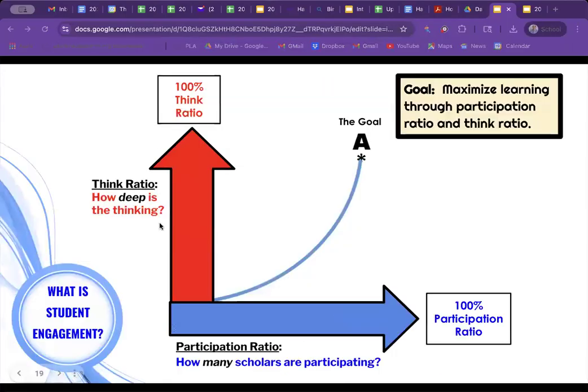All right, so let's look at this graphic. The goal for every learning experience should be maximum levels of intellectual rigor and participation to foster scholar engagement. Who can read again? What is the goal? Someone from table 8. To maximize learning through participation ratio and think ratio. That is what student engagement is.